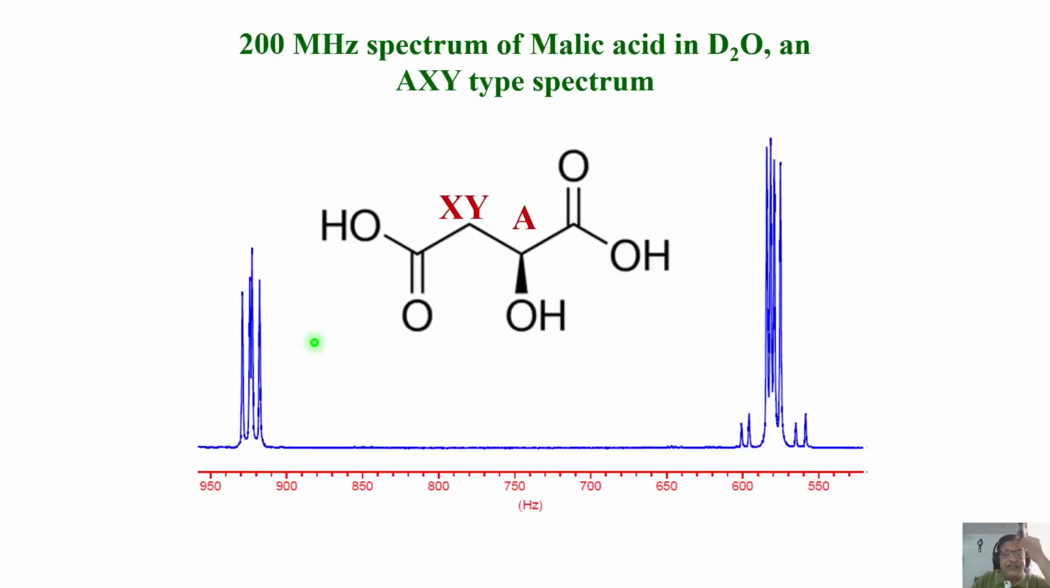How do we analyze? We can see that. Of course, you can call it ABX or AXY also. Some people call it AXY, it doesn't matter. This is strongly coupled and this is weakly coupled.